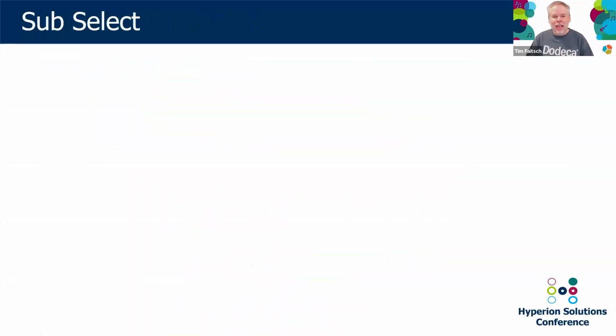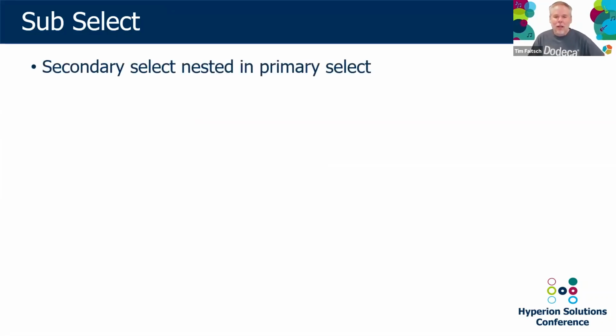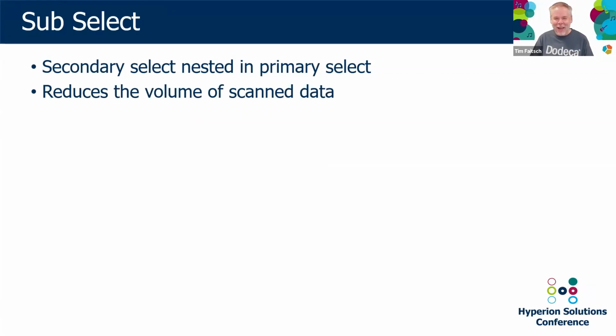Now, sub select. If you ask the average Essbase developer, there's no way they know what sub select is. Maybe the top 10 Essbase consultants in the world know what sub select is. Maybe not even. So we can nest a secondary select inside of a primary select. This is crazy. It's almost like MDX is becoming like SQL. What's happening? All right, so this reduces the volume of scanned data.